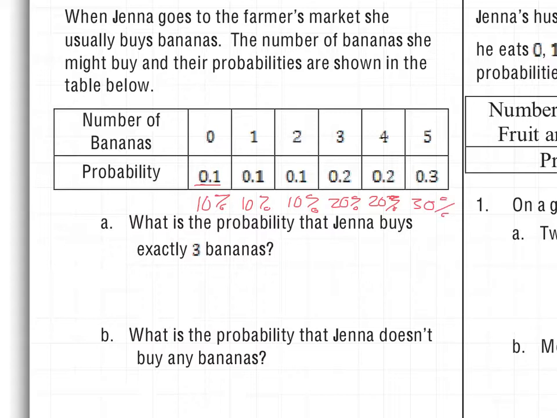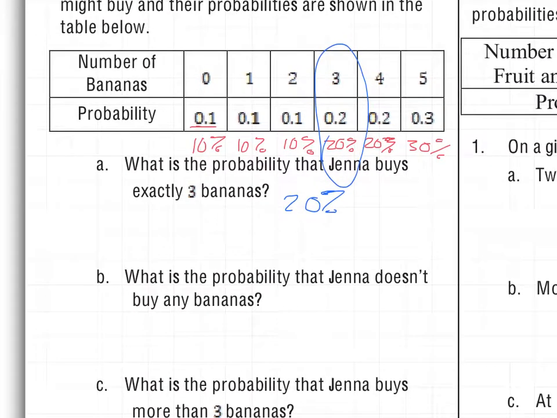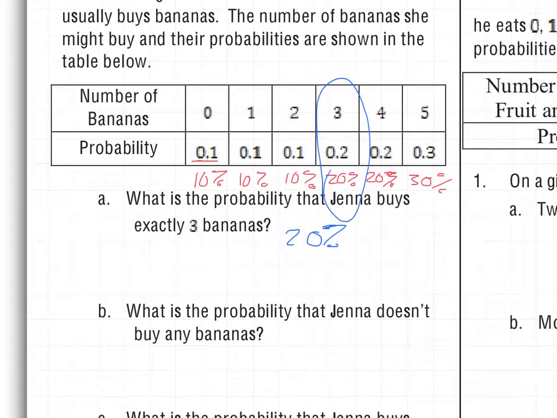And it says, what is the probability that Jenna buys exactly 3 bananas? Well, that's only one of these possible outcomes, which is exactly 3. So when we look at this one, this probability off of the table we can read is 20%. Now when we come down and look at the probability that she doesn't buy any bananas, again, that's a single one of these outcomes that meets this criteria. That's going to be 10%.